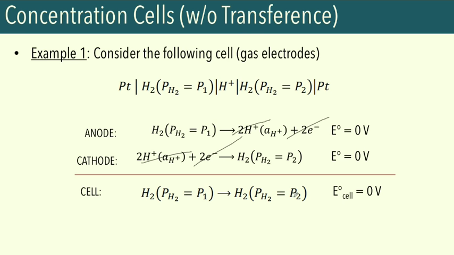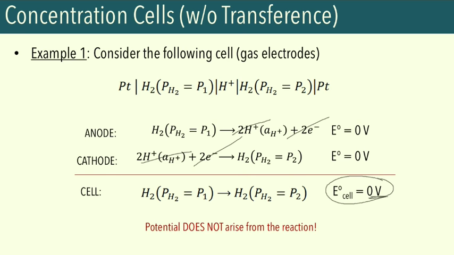So again, the standard cell potential, since we're dealing with the same potentials over here, is going to be equal to 0, okay? So we can see here that the potential does not really arise from a chemical reaction, but rather from a movement of matter from one electrode to the other.